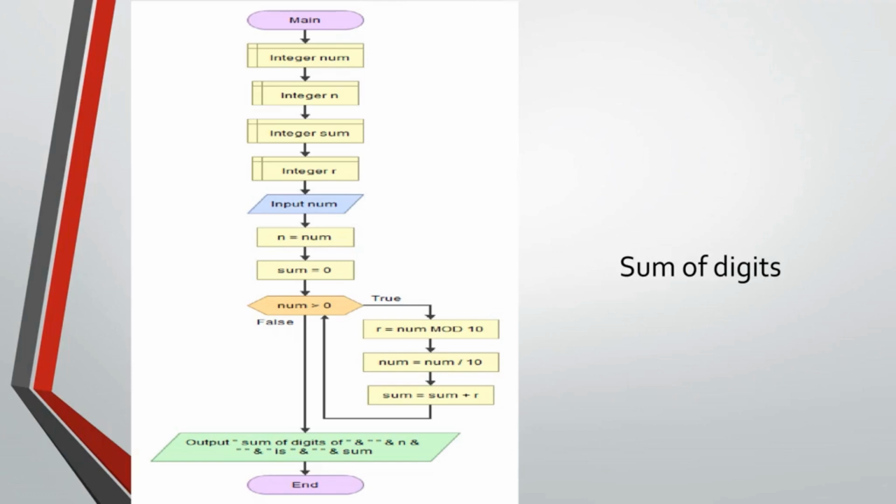Sum of digits. This program returns 24 if the number 4567 is entered. Declare num, n, sum, r, which are 4 variables of integer data type. The input statement is used to get the number from the user. To store the number in the n variable, and to set the initial value of sum to 0, 2 assign symbols are used. In the while loop, each digit from the number is separated and added to sum. For this purpose 3 assign symbols are used. Lastly, the sum along with the number is displayed.